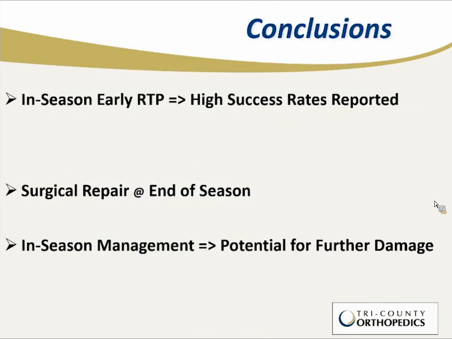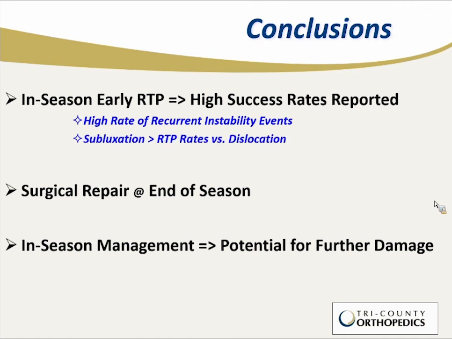So what do we conclude from the few studies looking at early return to play? We conclude that there is a high success rate reported of getting back early and playing, but there's a high rate of recurrent instability events when you're playing. And if your index event was a subluxation, your return to play rates overall were better than if you had a dislocation. So dislocation is a negative prognostic factor. Prior instability is a risk for failure as it relates to a dislocation versus a subluxation.